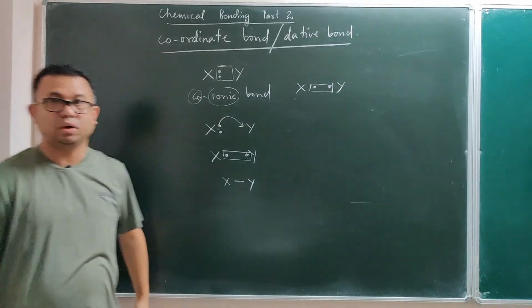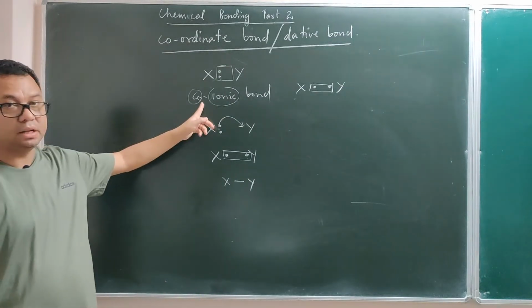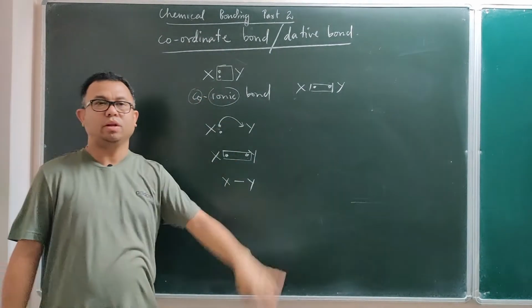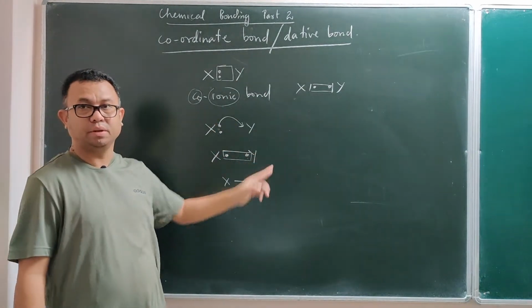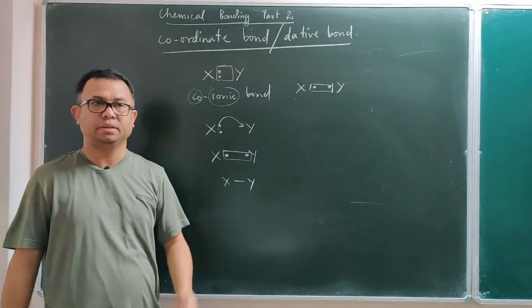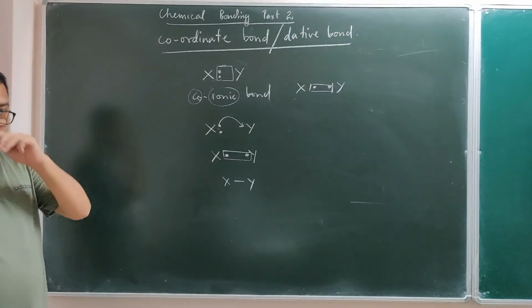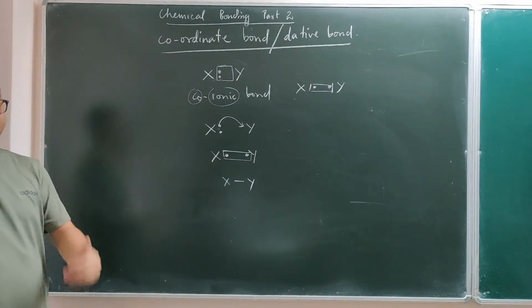So in case you are asked why it is co-ionic, then you have to understand that co-ionic actually means your coordinate bond or your dative bond is a combination, because first transfer of electron will take place, then after that sharing of electron will take place. Now you will understand this coordinate bond better.